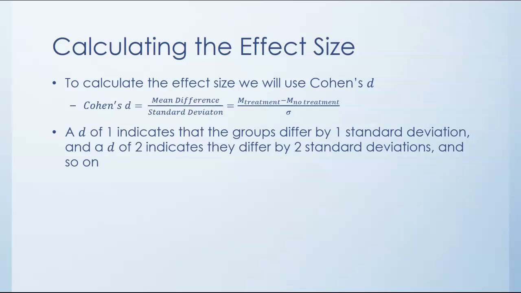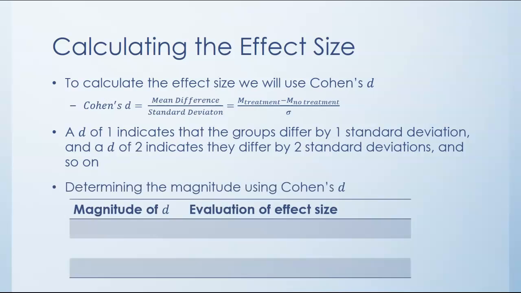Now, I want you to understand, I'm not talking about them differing from the mean, I'm talking about them differing from each other. Since we're talking about the treatment versus the non-treatment, we're talking about how many standard deviations they are away from each other based on the population's standard deviation. So when we have that, we talk about the magnitude of d. If d is equal to 0.2, we would consider that a small effect.